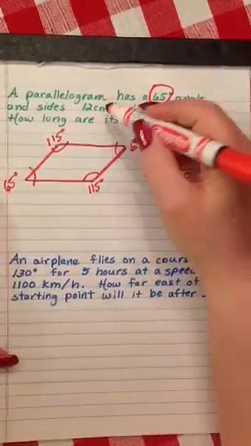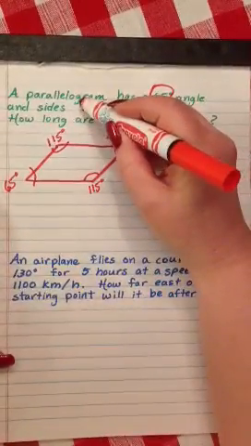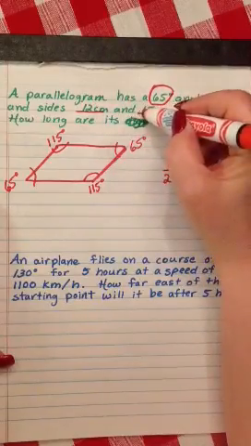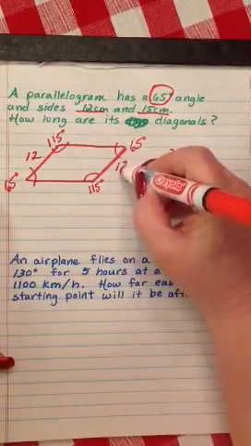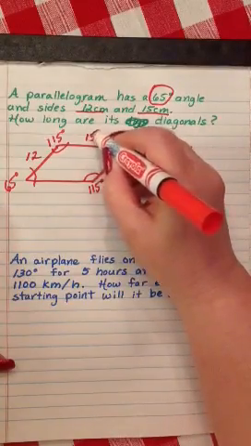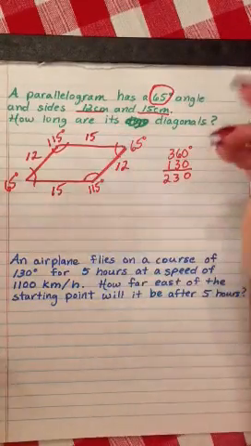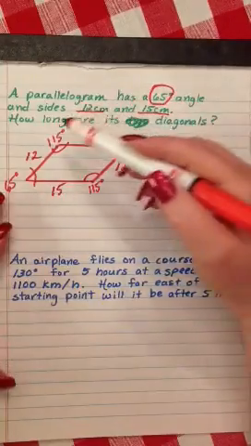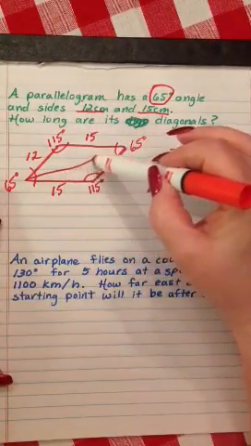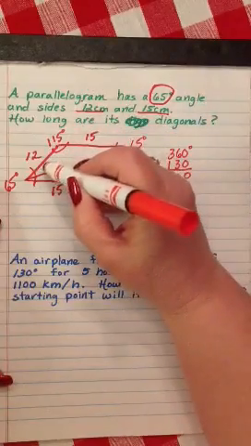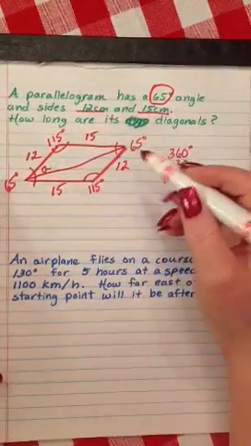All right, and they also told me the sides are 12 and 15 centimeters. So the shorter sides are going to be 12, and the longer sides will be 15. Okay, so I label my parallelogram, and then they asked me how long are the diagonals. So I'm going to first make my long diagonal right here, and I'm going to call the long diagonal A.